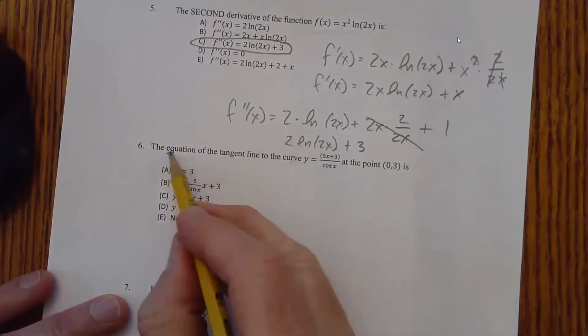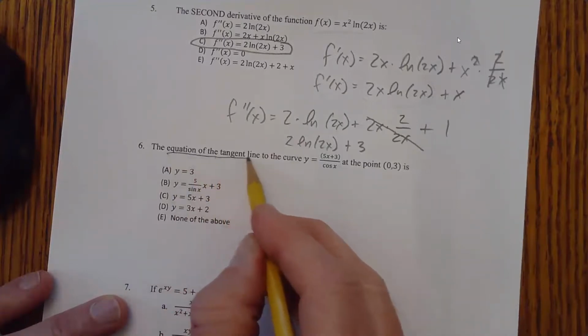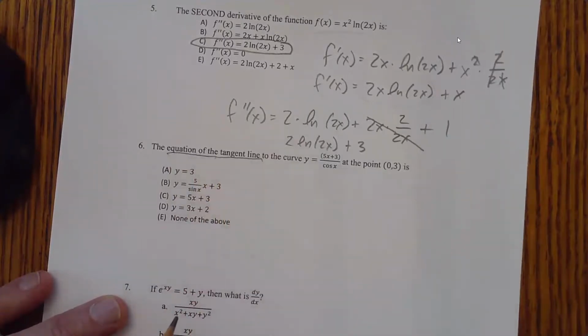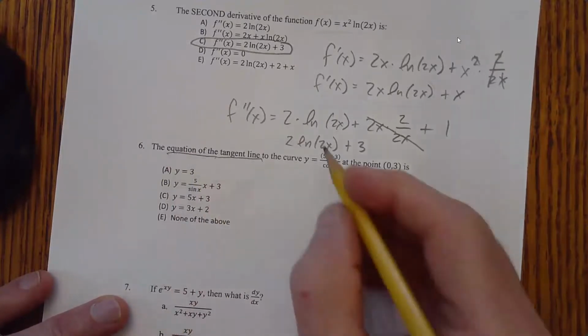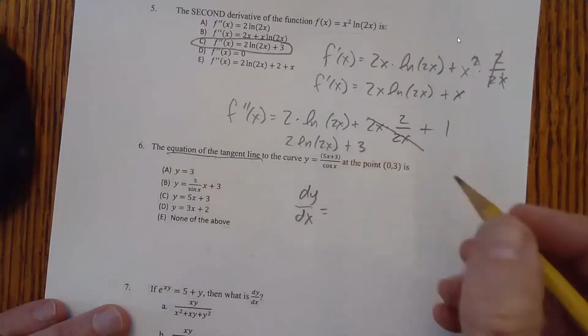Here, again, notice the wording. We are in automatic derivative mode, but the derivative here is used to help us find the equation of the tangent line. So don't get distracted and just focus on the derivative. This is another quotient rule.